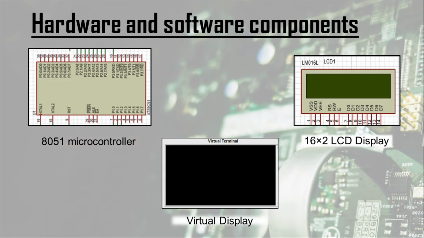In this, we have 8051 microcontroller whose features can be classified as follows. It contains 4 KB of ROM and 128 bytes of RAM. It contains 4 register banks, 4 8-bit ports, an 8-bit data bus, a 16-bit address bus, 16-bit timers, and a 16-bit program counter and data pointer.